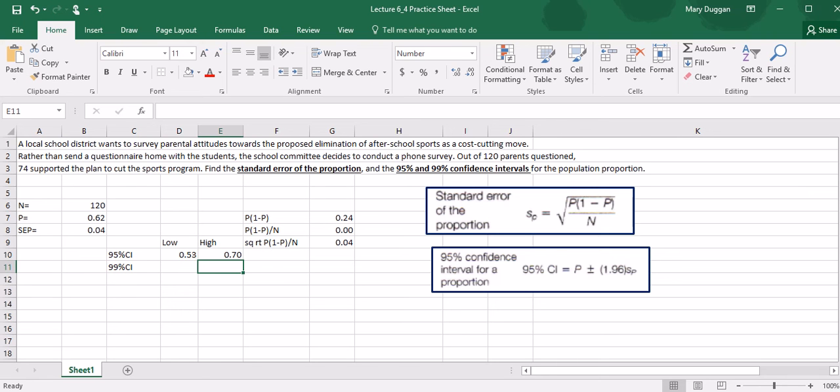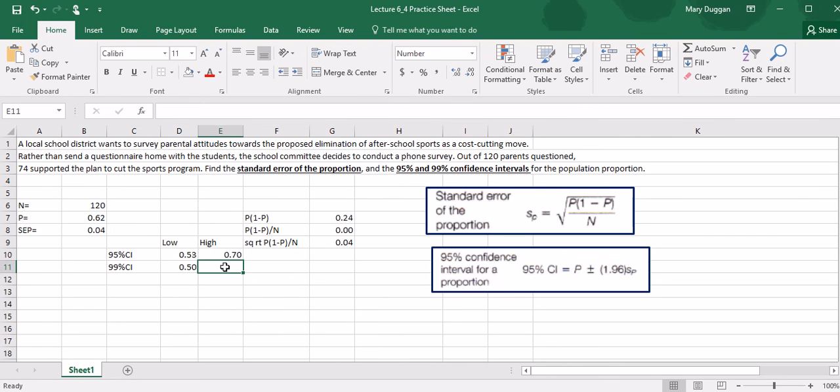For the 99% confidence interval, you do the same thing utilizing z for the 99% confidence. So our lower limit is equal to our proportion minus 2.58 times the standard error. So let's plug that in. Equals proportion. We're going to go with minus for the lower limit. This time 2.58 times standard error of the proportion. And we end up with 0.50 for a lower limit.